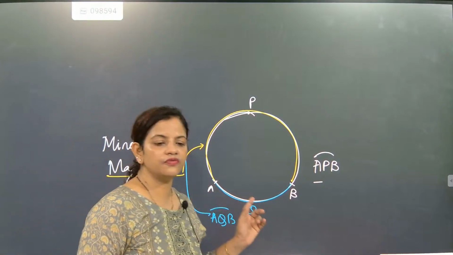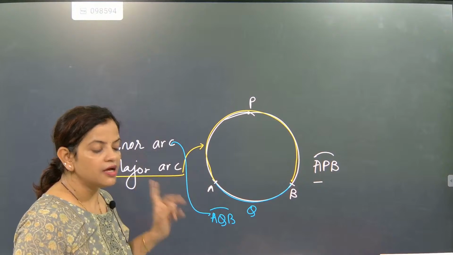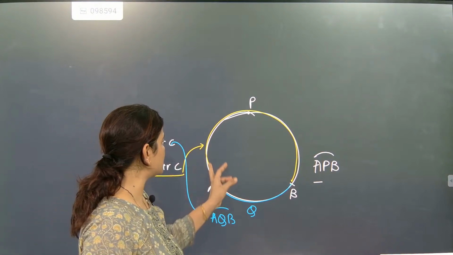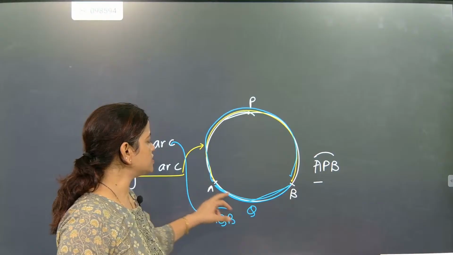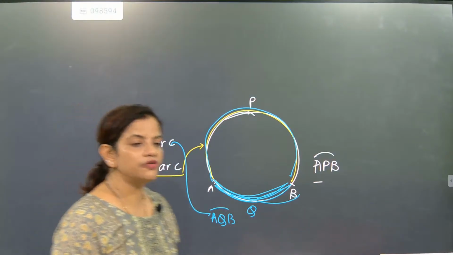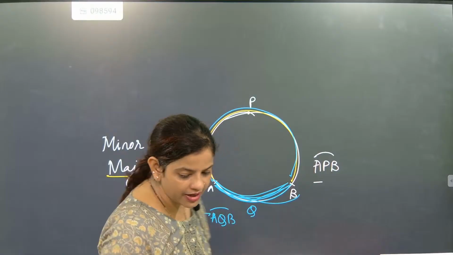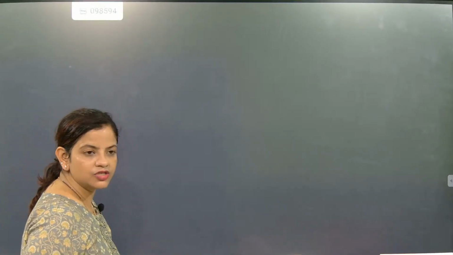Did you understand the difference between major arc and minor arc? Major arc and minor arc. So which one is the major arc? This one is the major arc. Which one is the minor arc? This one will become the minor arc. So I hope you have understood the difference between major arc and minor arc. So now we will go for the next one. Major arc and minor arc, understood now? Now we are going to go for the theorem.